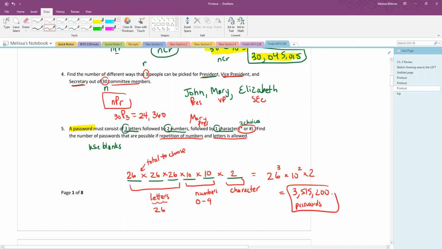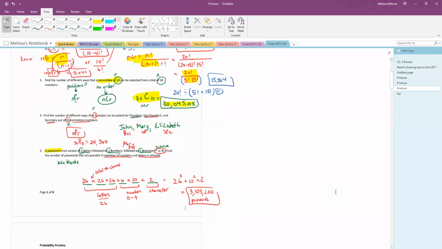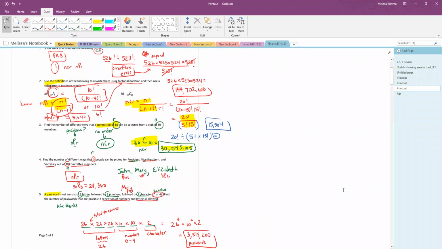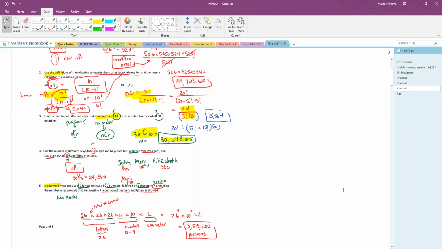So any questions? I've finished the first page. Let me zoom out. Anybody attending tonight, if you've got a question, you can unmute yourself or just use the chat and I'll respond to that.